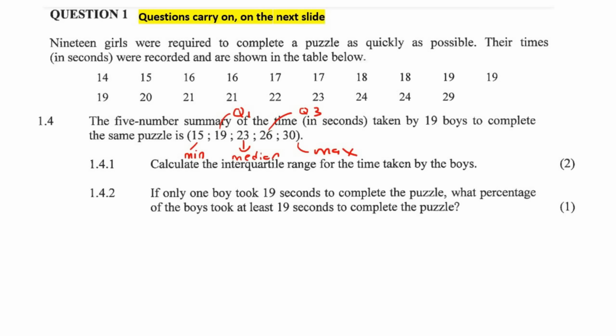So the first question says calculate the interquartile range. Now, interquartile range is your upper quarter minus your lower quarter, and so that would be for these boys. It would be the upper quarter, which is 26, and the lower quarter, which is 19. And if you had to work that out, you get 7.